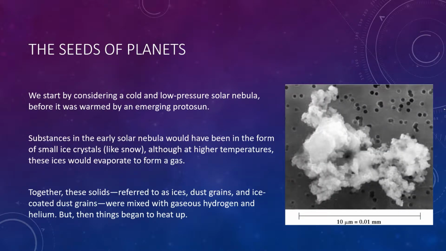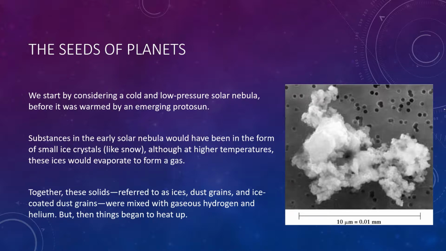To understand how the planets, asteroids, and comets formed, we start by considering a cold and low-pressure solar nebula before it was warmed by an emerging protosun. At the low pressures that prevailed, a substance does not form into a liquid state, but must exist as either a solid or a gas.